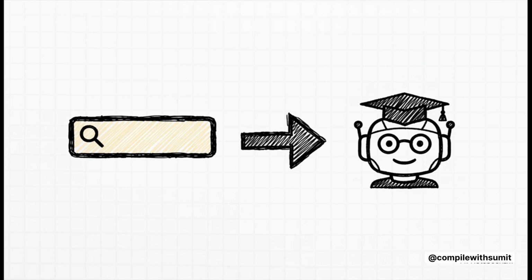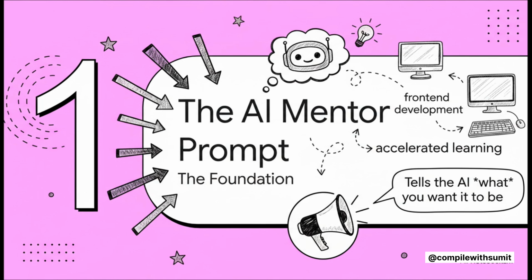Think about it. Most of us use AI like a super-powered Google. We ask it a question, we get an answer. But the real shift, the real magic, happens when you stop treating it like a search engine and start treating it like an experienced mentor who's there to guide you. So, how do you actually make that happen?